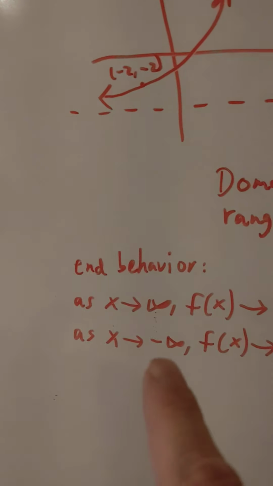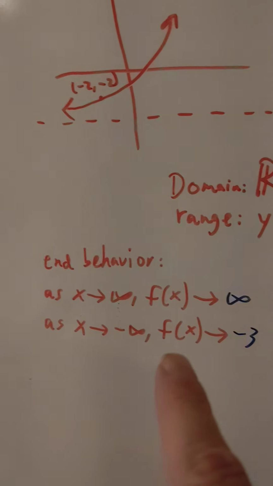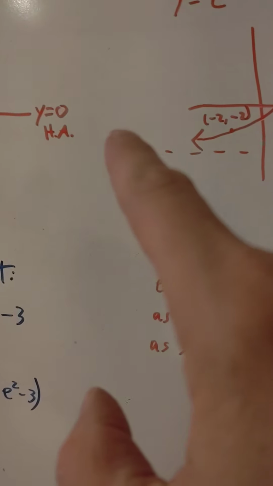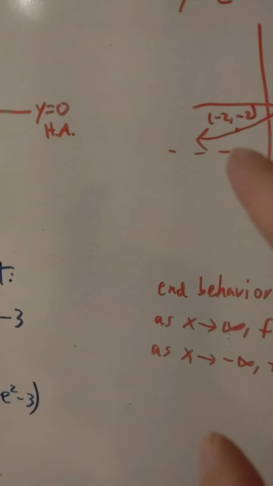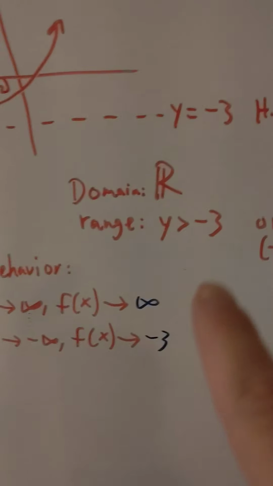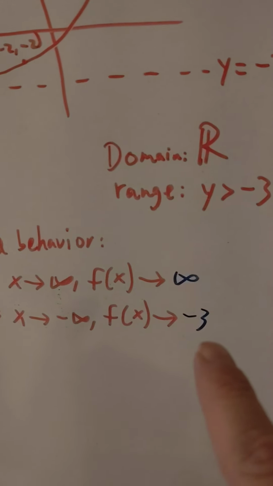Indeed. And what about as x goes to negative infinity? Where are those y coordinates going? So as we're going this way toward negative infinity on the x-axis, we're looking at this part of the graph. And as we get closer and closer to negative infinity, isn't this getting closer and closer to that dotted line y equals negative 3? So that's where that goes.